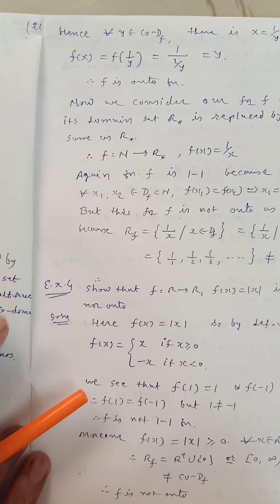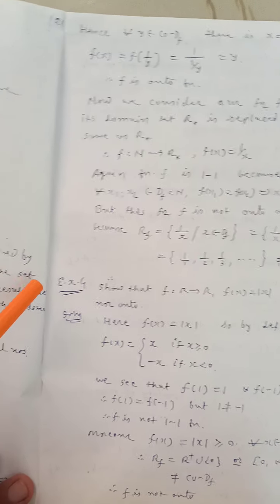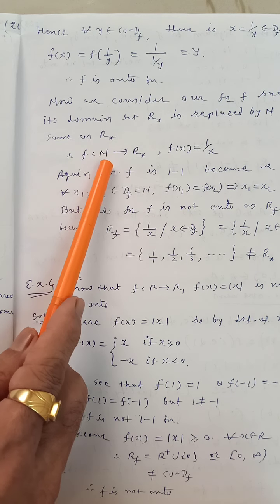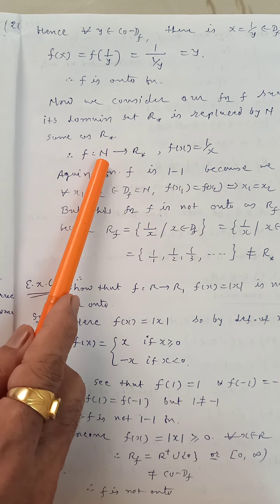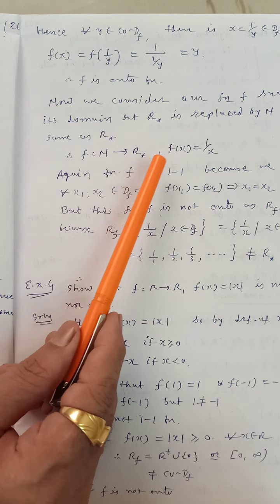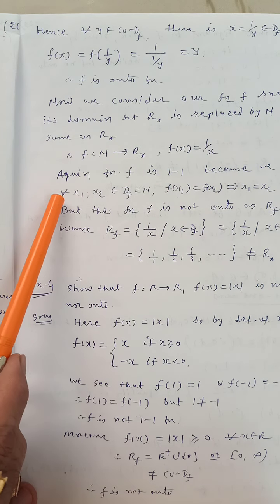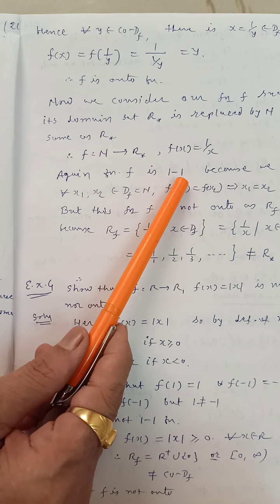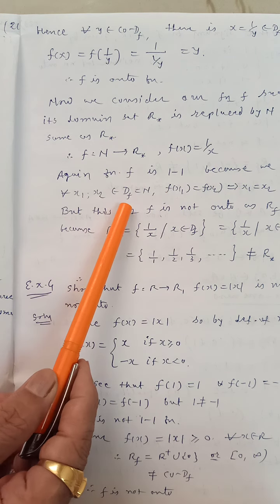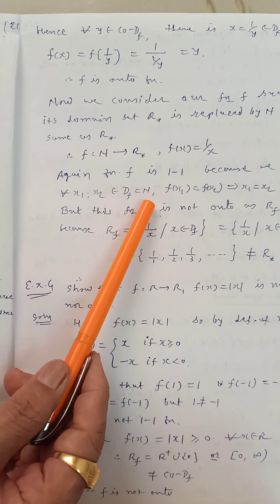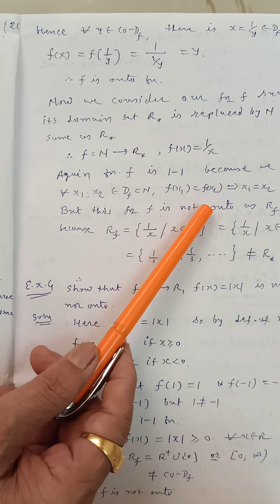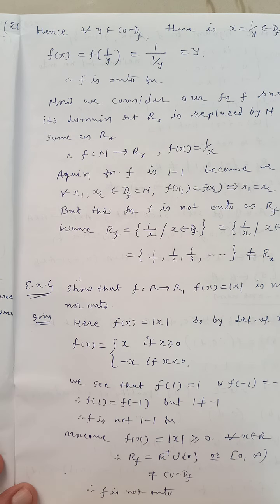Here we start this way. Look at your function f, which now becomes N to R star because we replaced the domain by N. So N to R star and f(x) is 1 by x. Again the function f is one-one. Very simple, because we see that for every x1, x2 belonging to domain f of N, f(x1) equal to f(x2), that is 1 by x1 equal to 1 by x2, ultimately x1 equal to x2. There is no change in what?